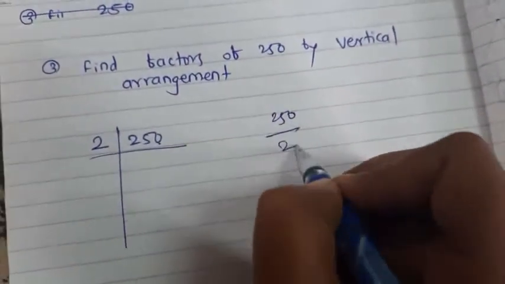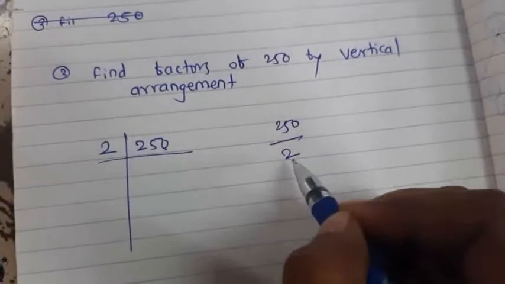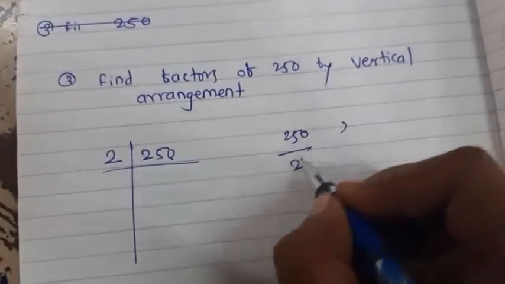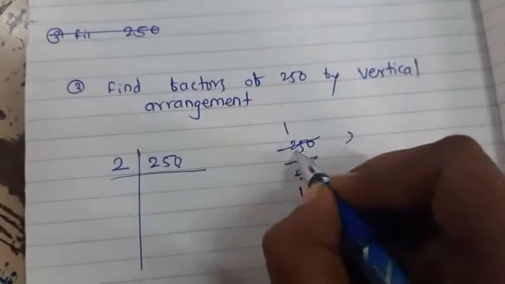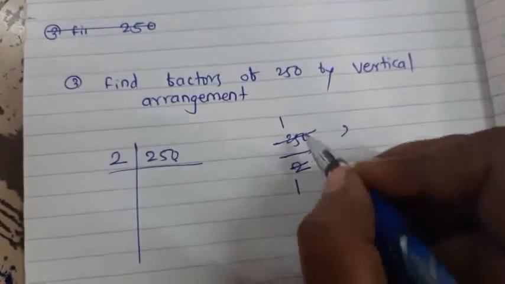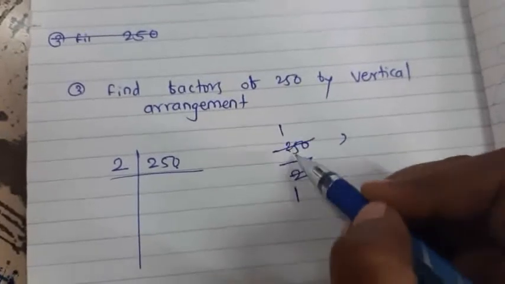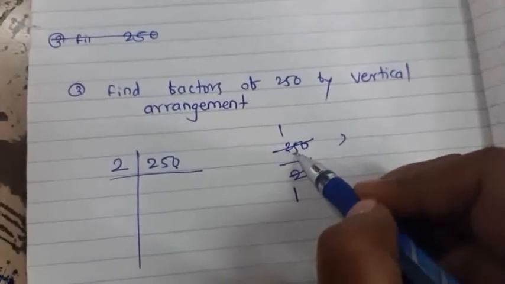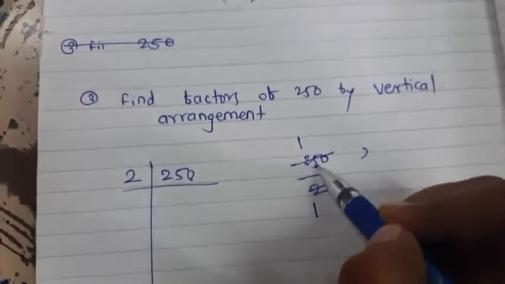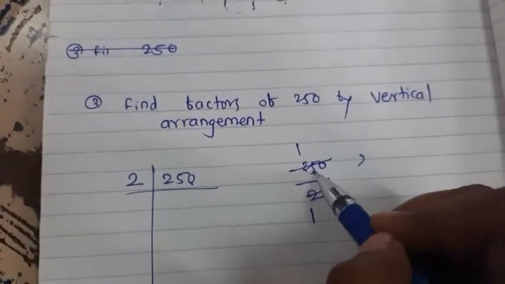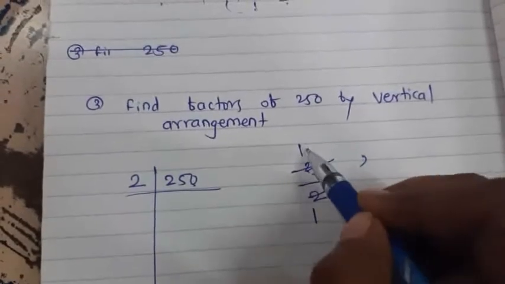What will be the quotient? 250 divided by 2. What will be the answer for this? 2 ones are 2. Just the first digit we have to take. It is 2. So 2 ones are 2. Now select the second digit. It is 5. So count the table of 2 up to 5. So 2 ones are 2, 2 twos are 4. So we can write here 2.